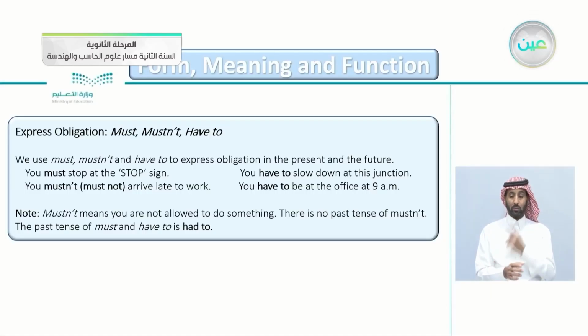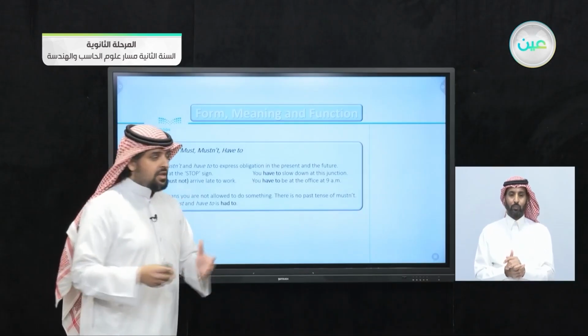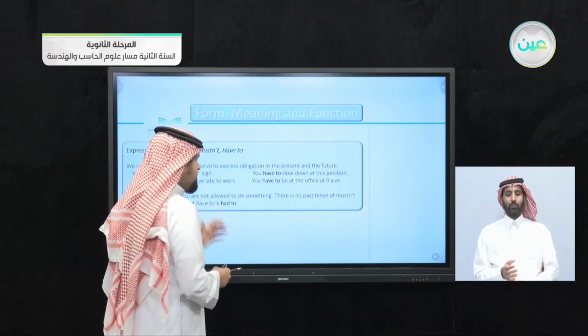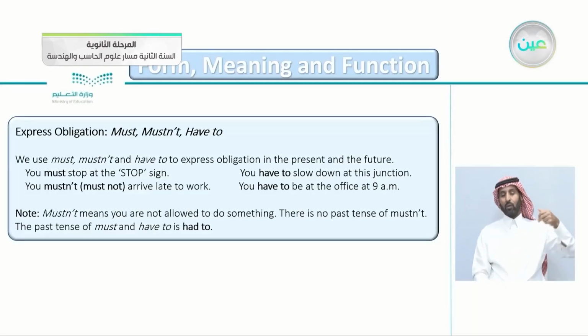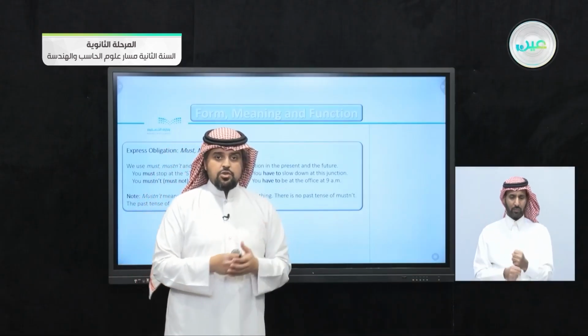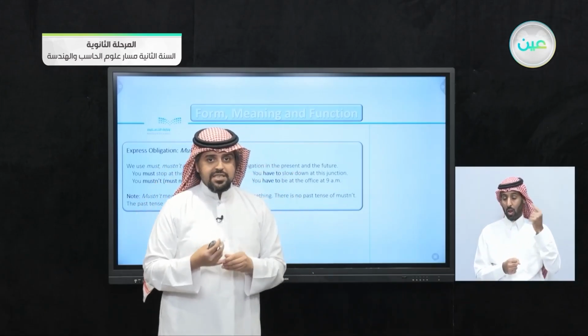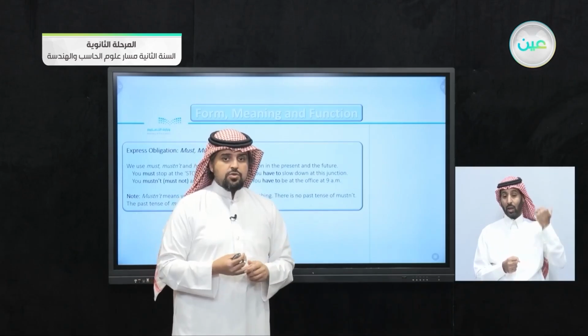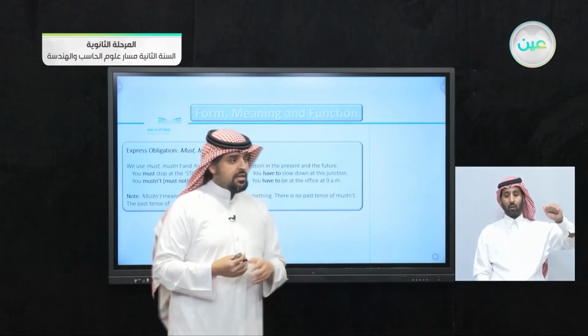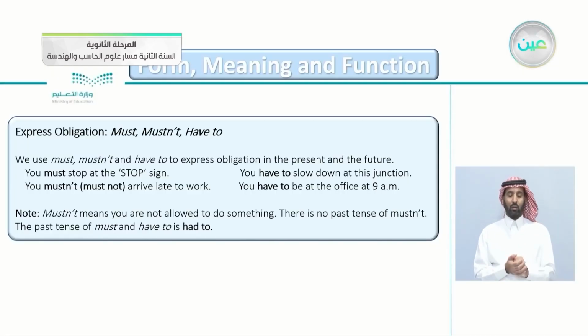Here's a note here. Mustn't means you are not allowed to do something. There is no past tense of mustn't. The past tense of must and have to is had to. When you want to show obligation in the past, you say, I had to. So if you want to say must or have to in the past, you say had to. But mustn't, the negative form of must, doesn't have any past tense.